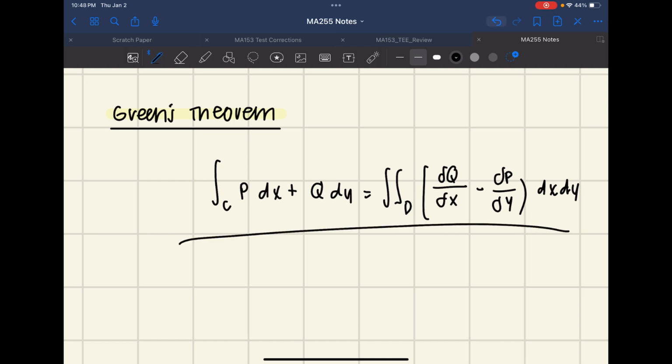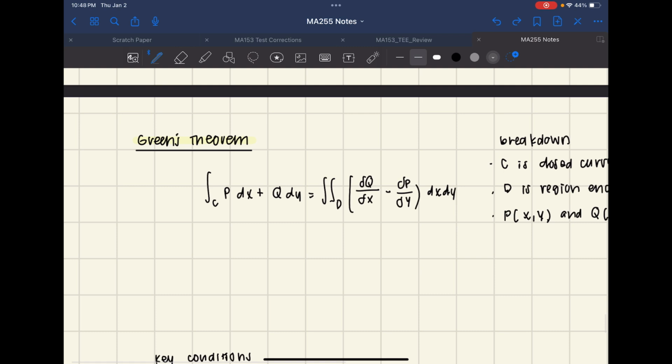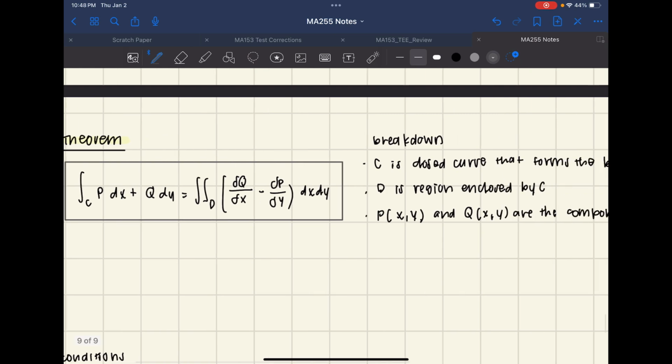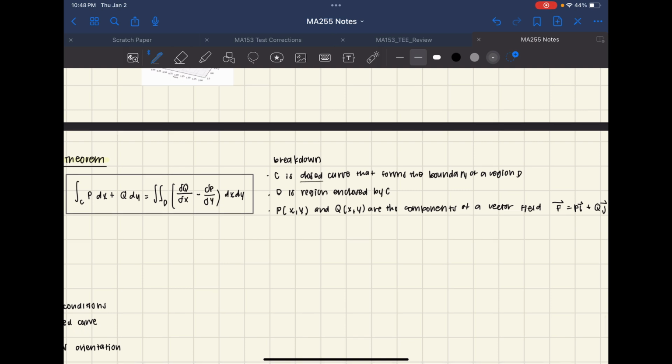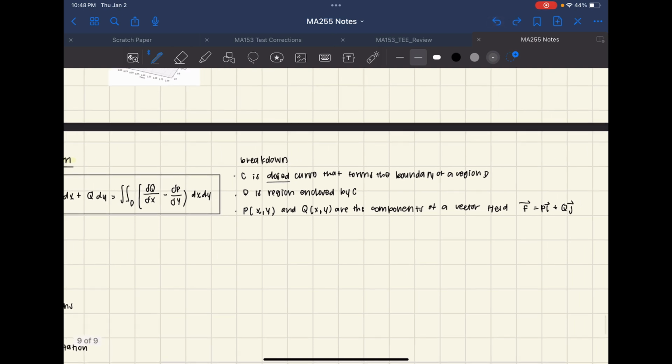So this is the formula for Green's theorem that shows that relationship. To break it down, C is a closed curve that forms the boundary of a region D, and D is a region enclosed by C. P(x,y) and Q(x,y) are the components of a vector field.